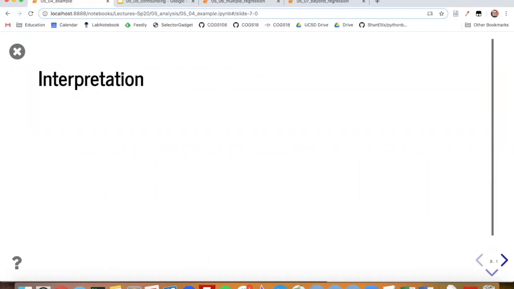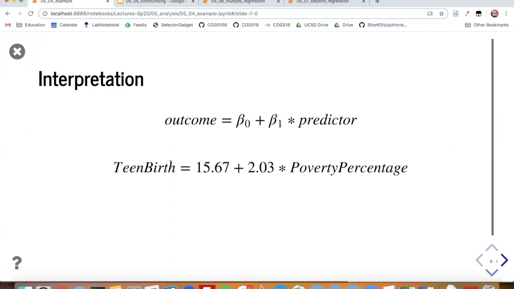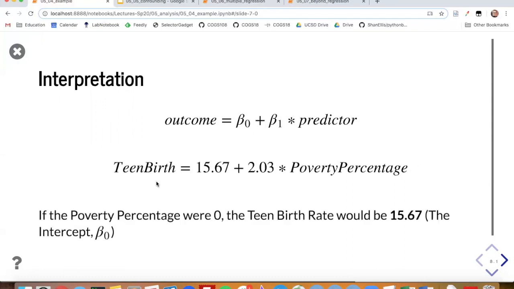Now, I started to interpret in the explanation, but let's walk slowly through this model again to make sure we really understand it. So I showed this before. Your outcome is equal to beta 0, the y-intercept, plus beta 1, the effect size, times the predictor. If we plug in the numbers from that result summary that we just saw, 15.67 is the y-intercept, 2.03 is the beta 1, the effect size, and then poverty percentage is our predictor, and teen birth rate is our outcome.